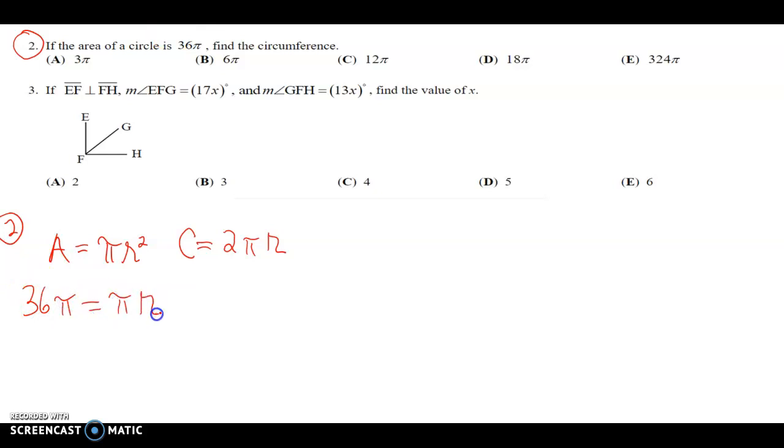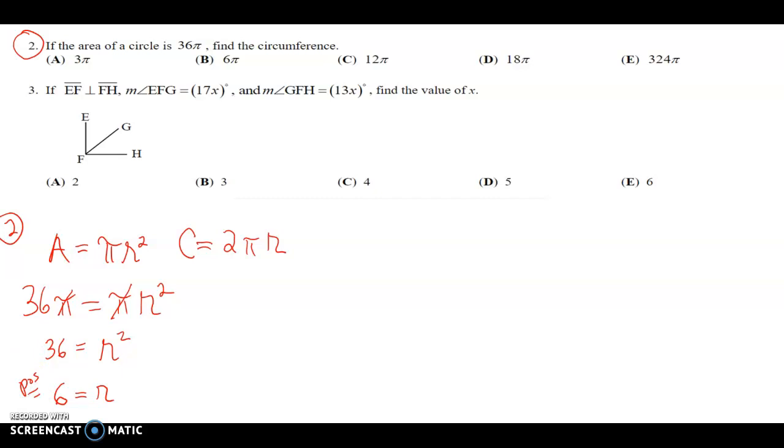And now I have an equation with one unknown. Remember, pi is a constant. I could divide by pi on both sides, and now I have r squared is equal to 36. I'll take the square root, but only the principal square root, the positive square root. Actually, the solutions to this equation are -6 and +6, but I only want the positive answer because it wouldn't make sense to have a -6 radius.